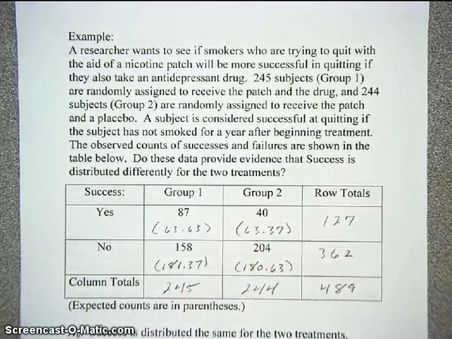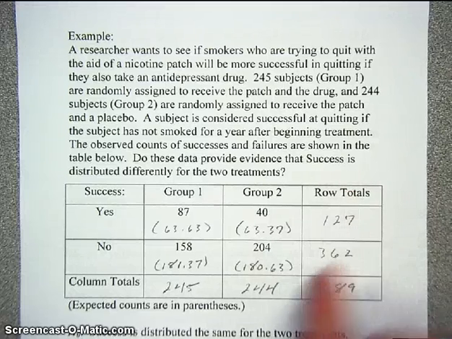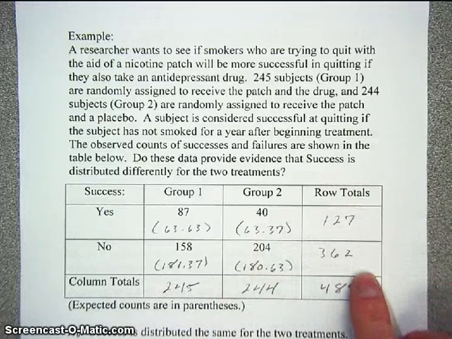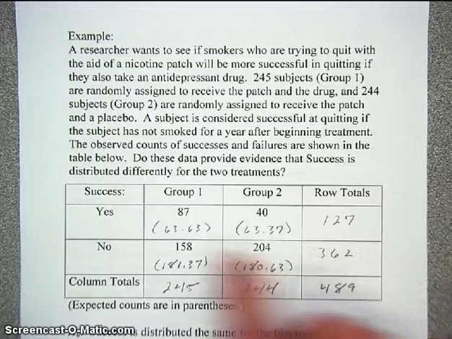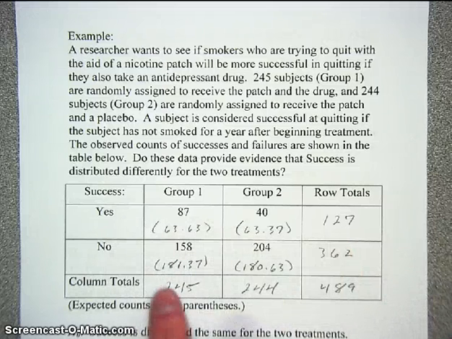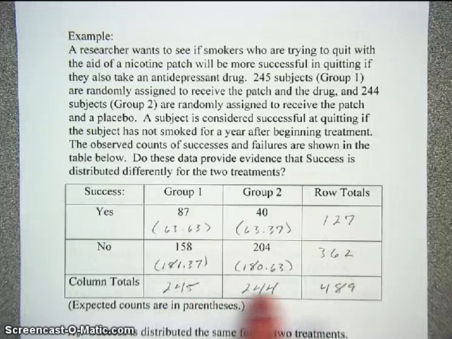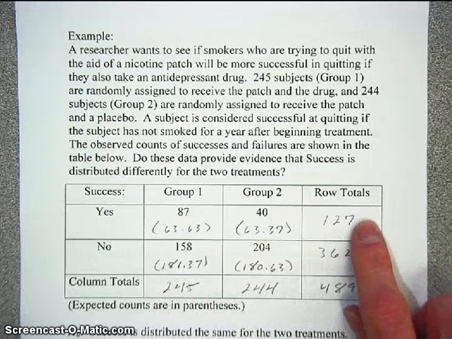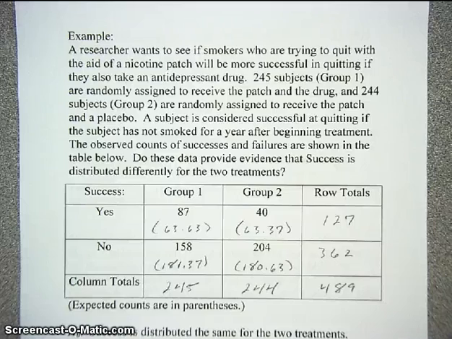What I did here is I augmented the table and I calculated the row totals over here on the right. 87 plus 40, etc. is 127. And I calculated the column totals down at the bottom. These two column totals add up to 489, as do these two row totals. So that's the way you can check your work.